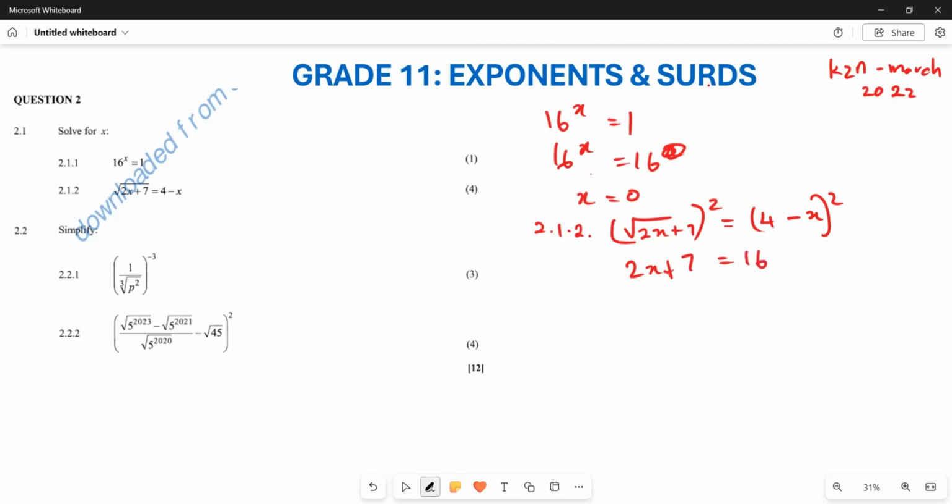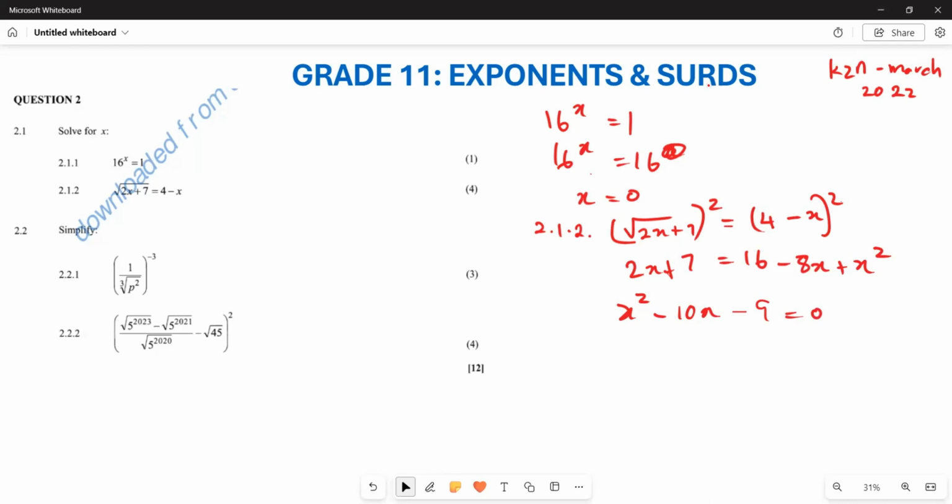4 squared is 16. Then 2 multiplied by 4 is 8, and 8 multiplied by x is negative 8x. The last one is going to be positive x squared. Now you come back and group all these like terms. You will have x squared, and when you take the 2x to this side it becomes negative, so this is negative 10x. Then when you take the 7 to this side, you will have 9. Remember, 16 subtract 7 is 9. So this is going to be equal to 0, with the 9.